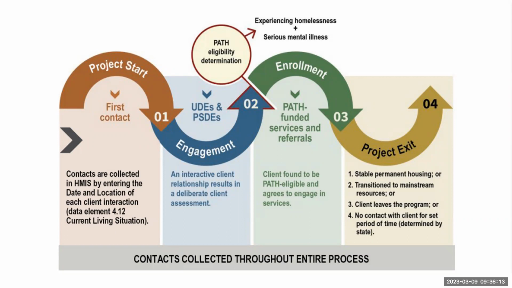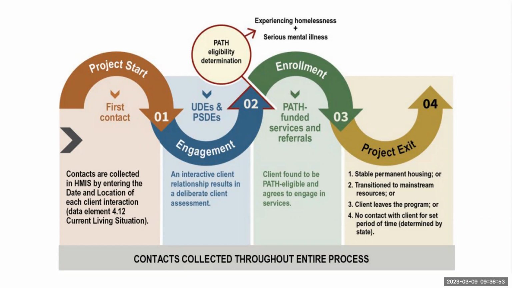An interactive client relationship results in a deliberate client assessment. So this is when you're collecting all of your assessment information and determining if a person is PATH eligible. Once PATH eligibility determination has been made, the person is then enrolled and the date of enrollment is entered. That's when PATH-funded services and referrals can begin. It's when eligibility and the client agrees to engage in services.